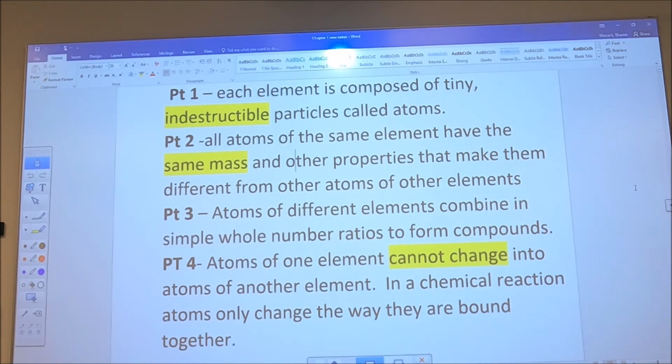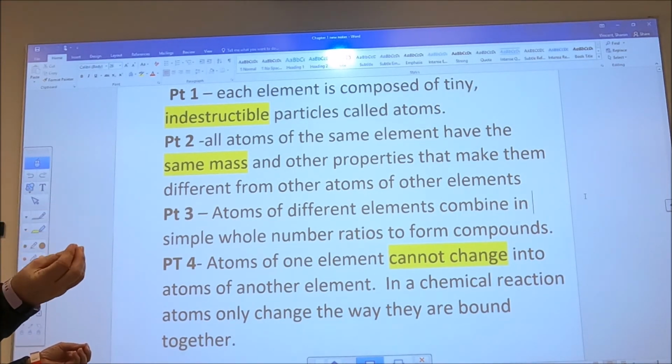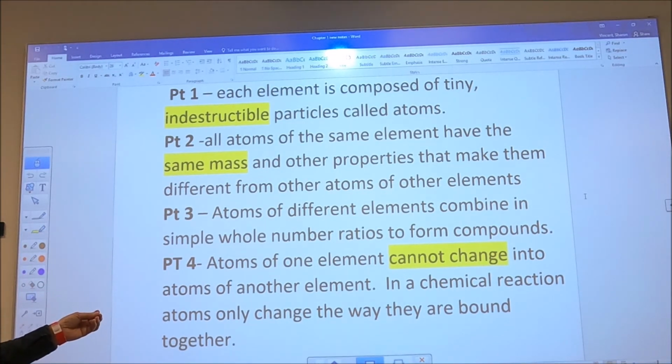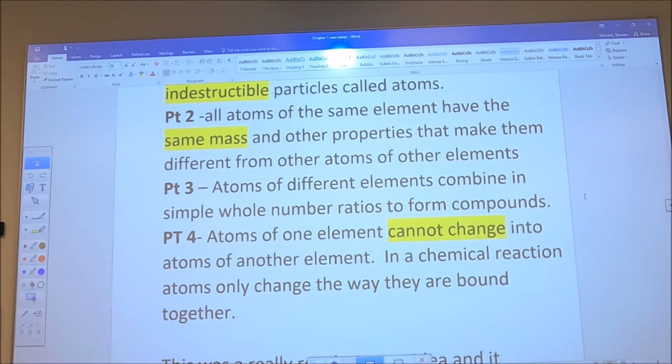Okay, point 2. All atoms of the same element have the same mass and other properties that make them different from atoms of other elements. So an atom of hydrogen somehow fundamentally looks different than an atom of zinc, which looks fundamentally different than an atom of chlorine. Okay? Point 3, atoms of different elements combine in simple whole number ratios to form compounds. Now, Dalton is building on those 3 laws that we just talked about. Okay?